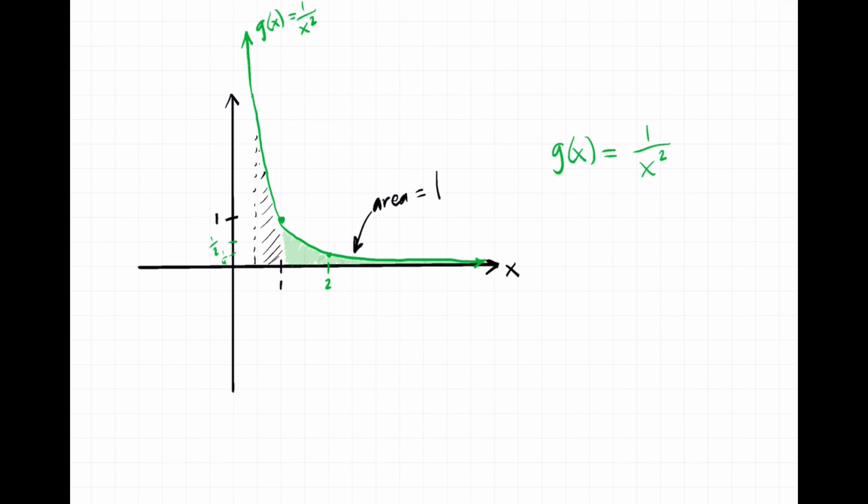But in this case, we can have some unbounded regions, like this one, that go infinitely far to the right, but because they are so thin and tiny as you go to the right, they're thin enough and they shrink fast enough that the total area ends up being finite. In this case, the area ends up being 1.